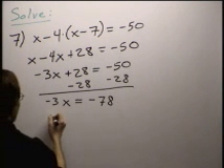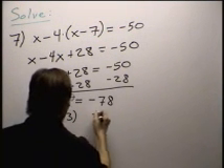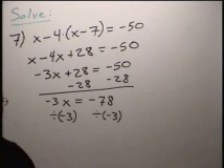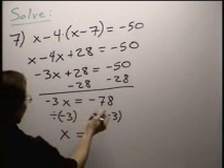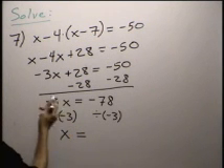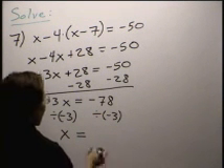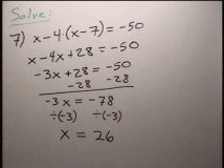And finally, divide by -3. And so on the left, -3x divided by -3 is x. On the right, -78 divided by -3 is 26.